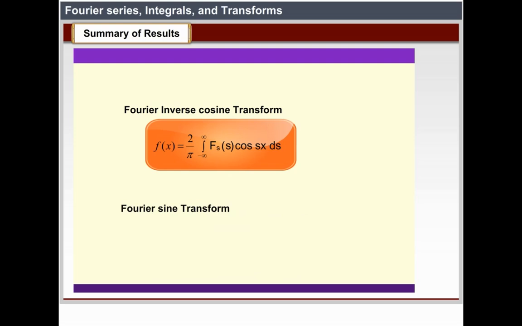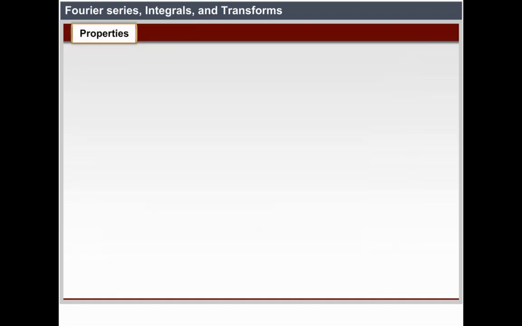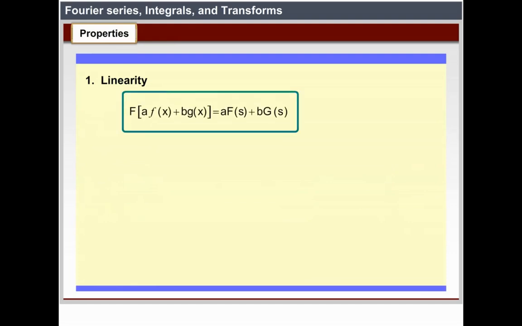Fourier sine transform: capital Fs of s equal to integral 0 to infinity f of x into sin sx into dx. Fourier inverse sine transform: f of x equal to 2 by pi integral 0 to infinity capital Fs of s sin sx into ds. Properties. Number 1. Linearity. Capital F of a into f of x plus b into g of x equal to a into capital F of s plus b into capital G of s.